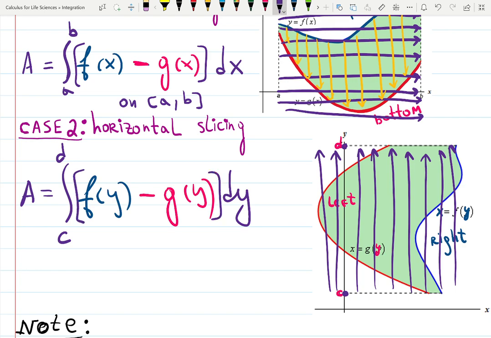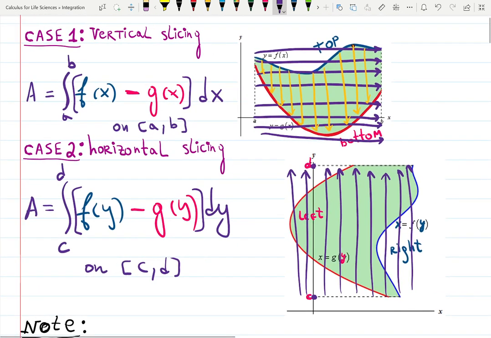Integral with respect to y, all functions inside are with respect to y, and limits of integration are also with respect to y, c and d. All this should match on c and d. So I will call it case 1, case 2. Some books call it type 1, type 2. I like cases. Case 1, case 2, and we're going to practice both.